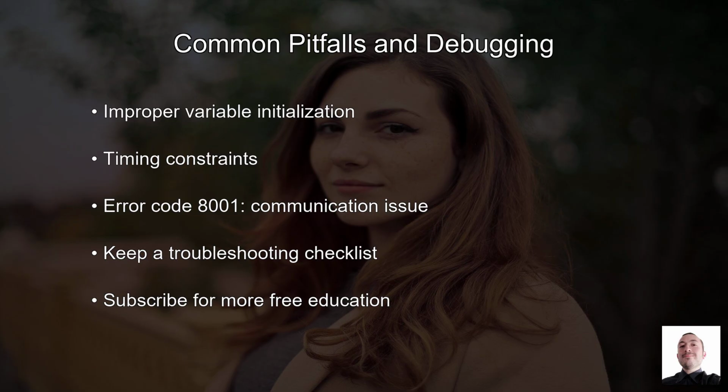If you encounter error code 8001, it typically indicates a communication issue, either a loose cable or outdated drivers. To resolve this, check your connections and update your drivers. Remember, meticulous attention to detail in setup and configuration can save you hours of debugging. And here's a pro tip: keep a troubleshooting checklist handy. This will not only speed up your debugging process but also ensure you don't miss any critical steps.